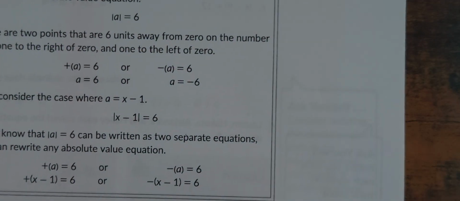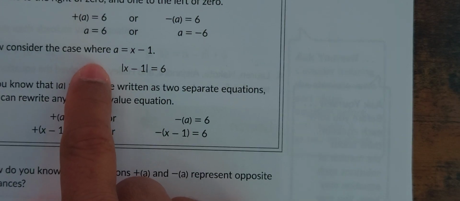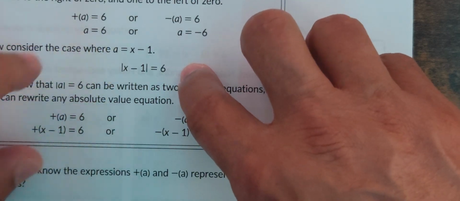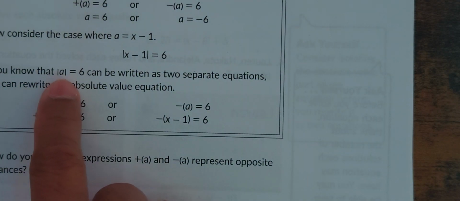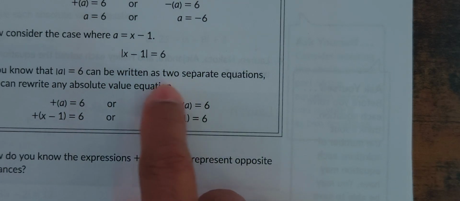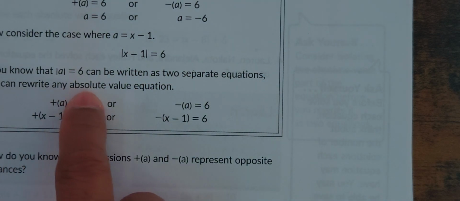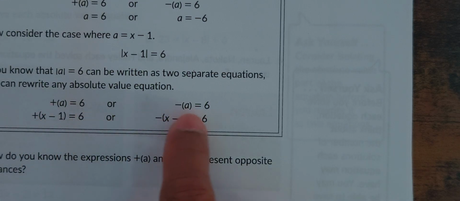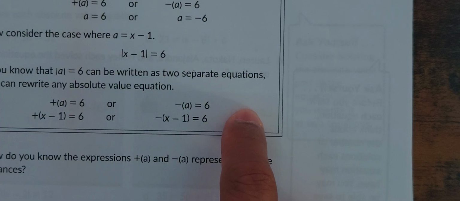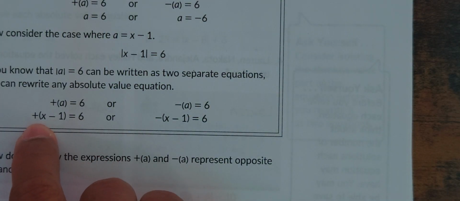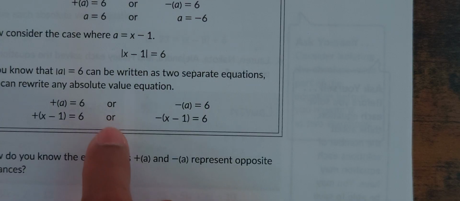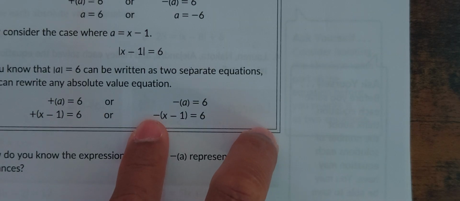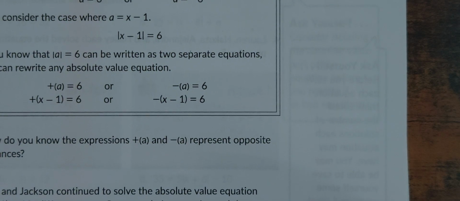So the point is, now consider the case where A equals x minus 1. So you have the absolute value of x minus 1 is equal to 6. So in this case, we know that the absolute value of A is 6 can be written as two separate equations. You can write any absolute value equation, A is equal to 6, or the opposite of A is equal to 6. So then the same idea applies. You have x minus 1 is equal to 6, and the opposite of x minus 1 is equal to 6. Okay, so this is when you have two terms inside of the parentheses. So that's what's going to be different on this problem.